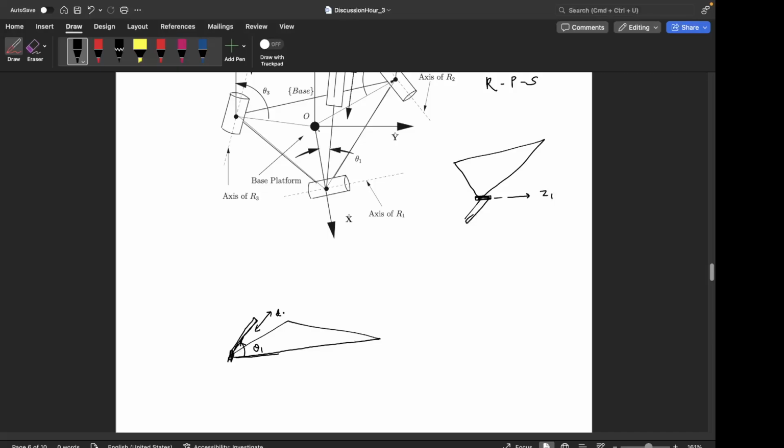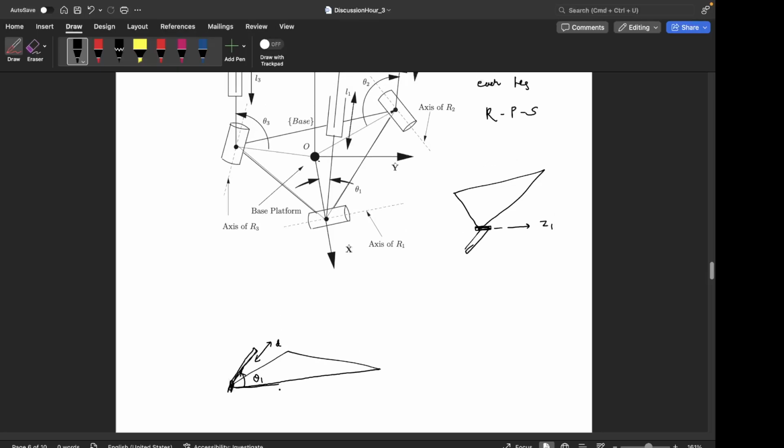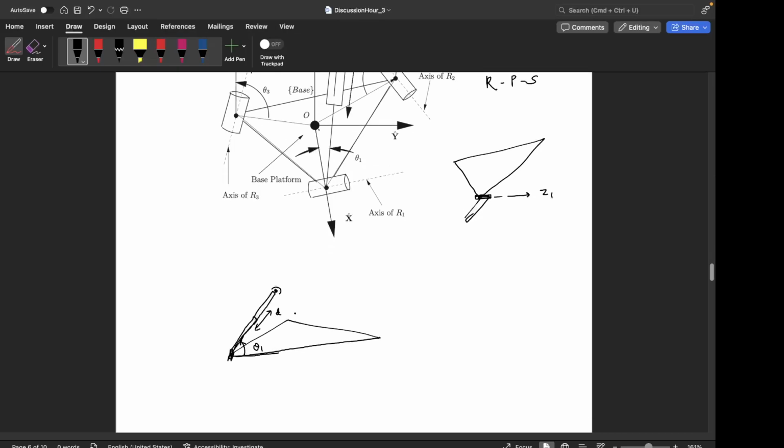And then this has a prismatic joint. This is d. This can extend or retract, and finally there is the spherical one. So this is the scenario. We have the hinge on the corner of the base platform and a link attached to it.